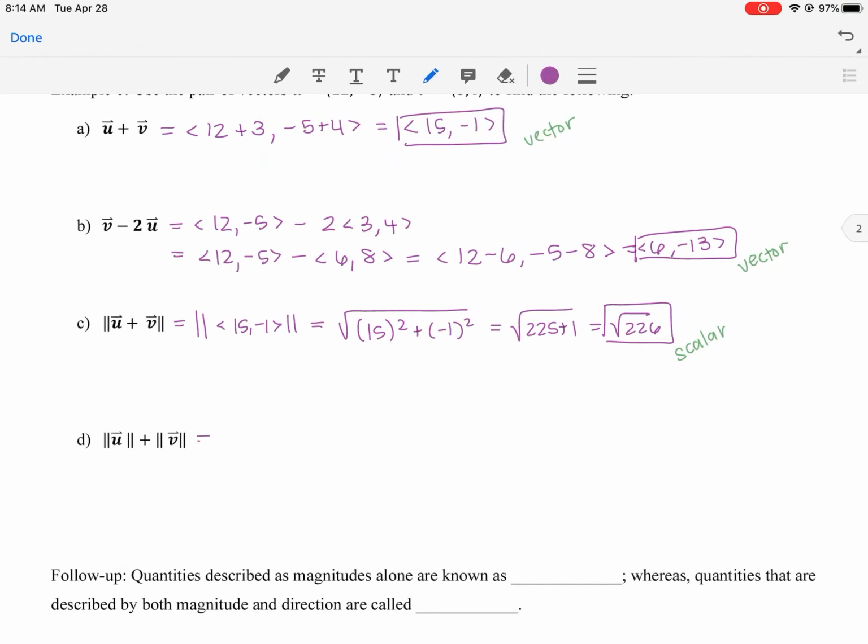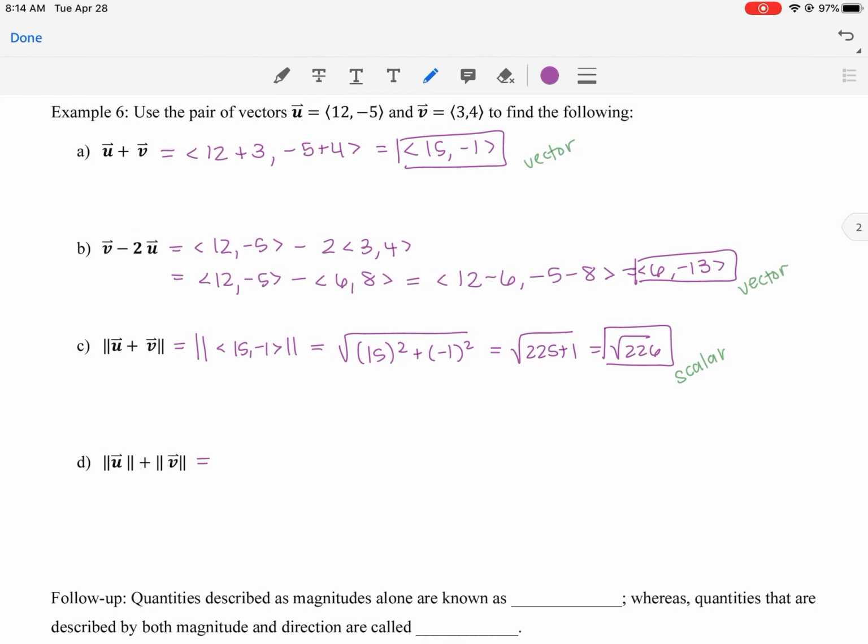Okay. And then this last one is a little bit different because notice here the operation. It technically wants you to find the magnitude of u and then add it to the magnitude of v. So I'm actually going to do a little side work over here. The magnitude of u is going to be the square root of 12 squared plus 5 squared. So the square root of 12 squared plus 5 squared is 169.